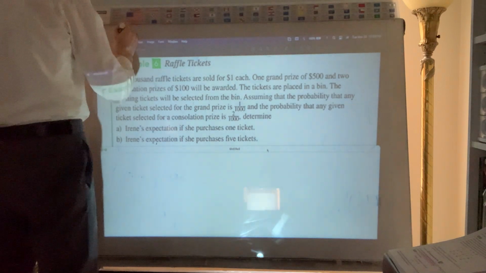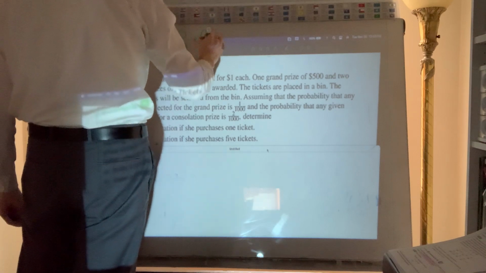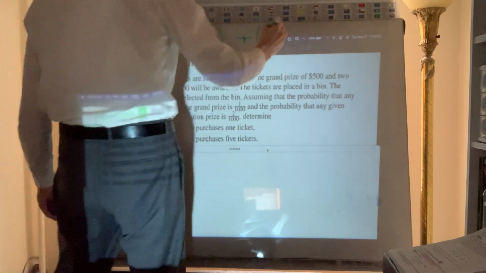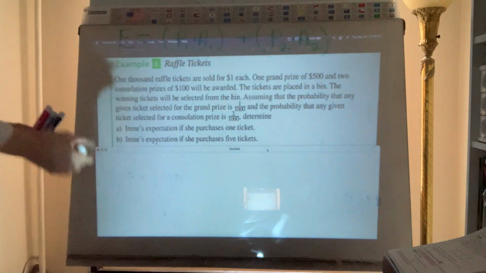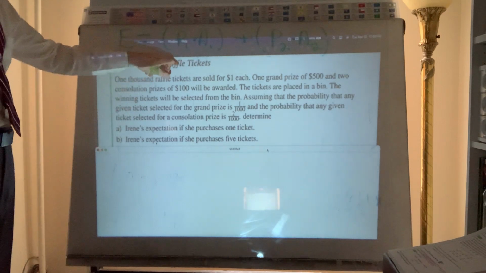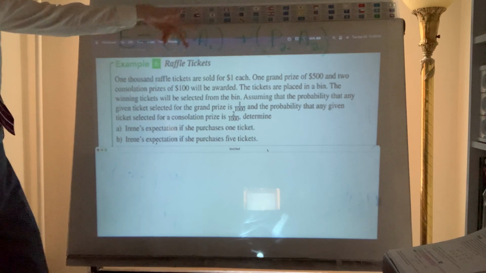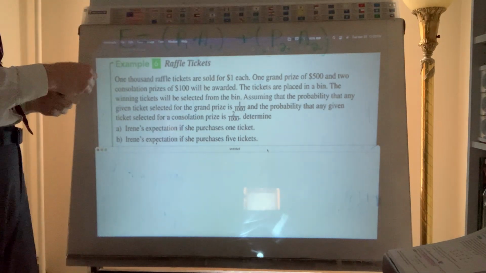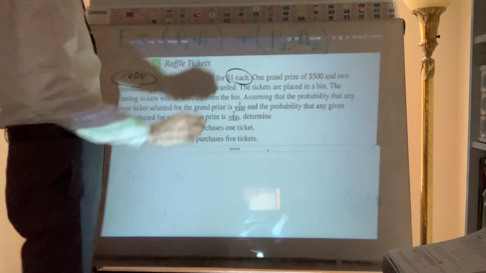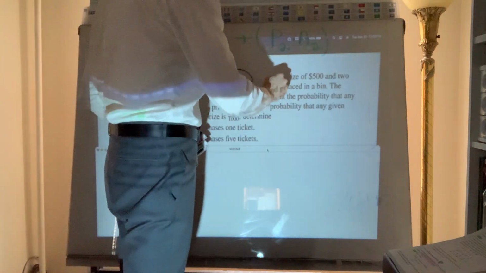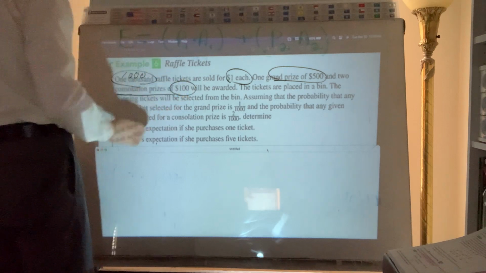Here again is the general formula, intentionally repetitive for the sake of helping a person remember. If you need extra terms, you're welcome to include that. Now, here's a situation of a raffle, but there's a greater number of tickets. 1,000 raffle tickets are sold for $1 each. One grand prize is $500, and 2 consolation prizes of $100 would be awarded.